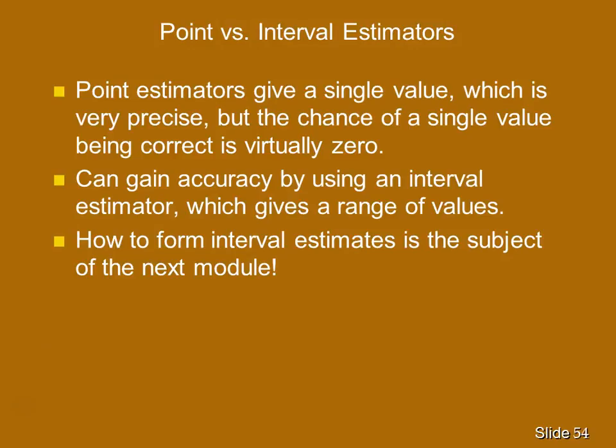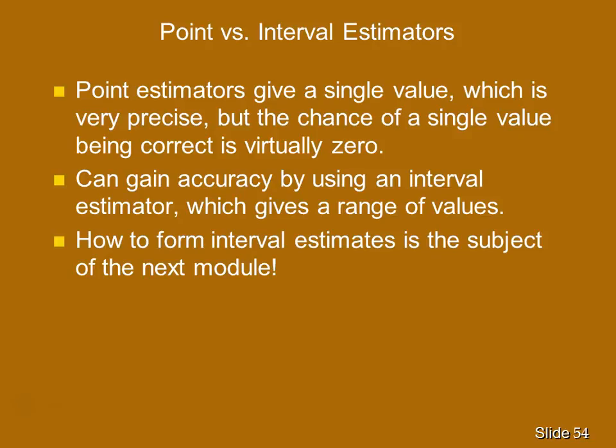Now, point estimators are nice. They give a single value, but the chance of a single value being actually correct is basically zero. For example, if a pollster goes out before an election and takes a sample of voters and finds that 54% of them favor candidate A, let's say, do they expect that come election day it's going to be exactly 54%? Probably not. As I said, that would be sort of a miraculous stroke of luck.